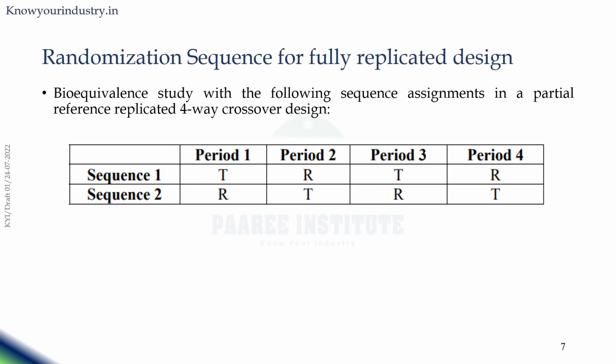This is the typical randomization schedule used for a fully replicated design. It includes 2 sequences, sequence 1 which is TRTR, and sequence 2 which is RTRT, with 4 periods where the test product is given 2 times and the reference product is given 2 times, to assess the within-subject variability of the test product as well as the within-subject variability of the reference product.